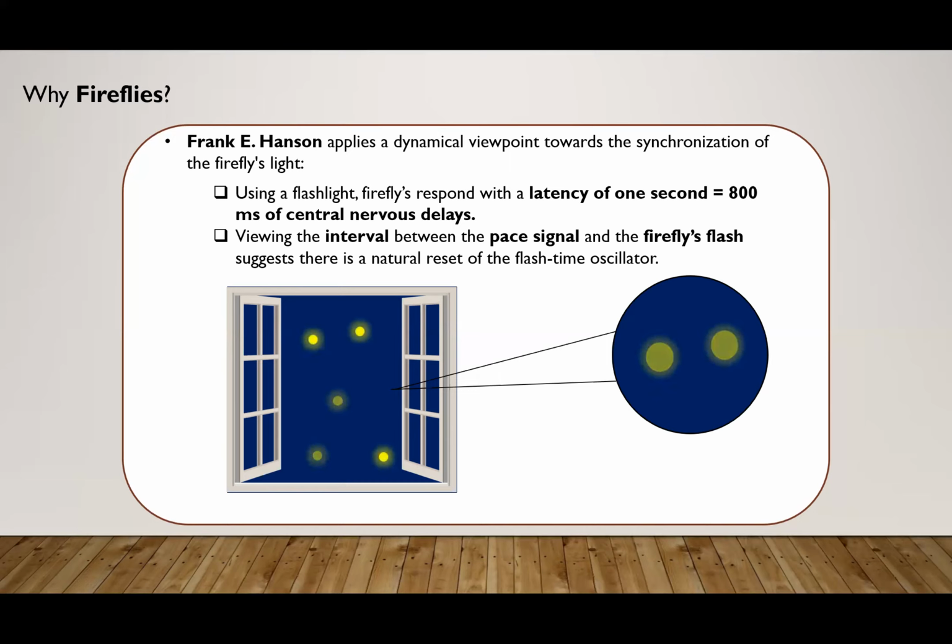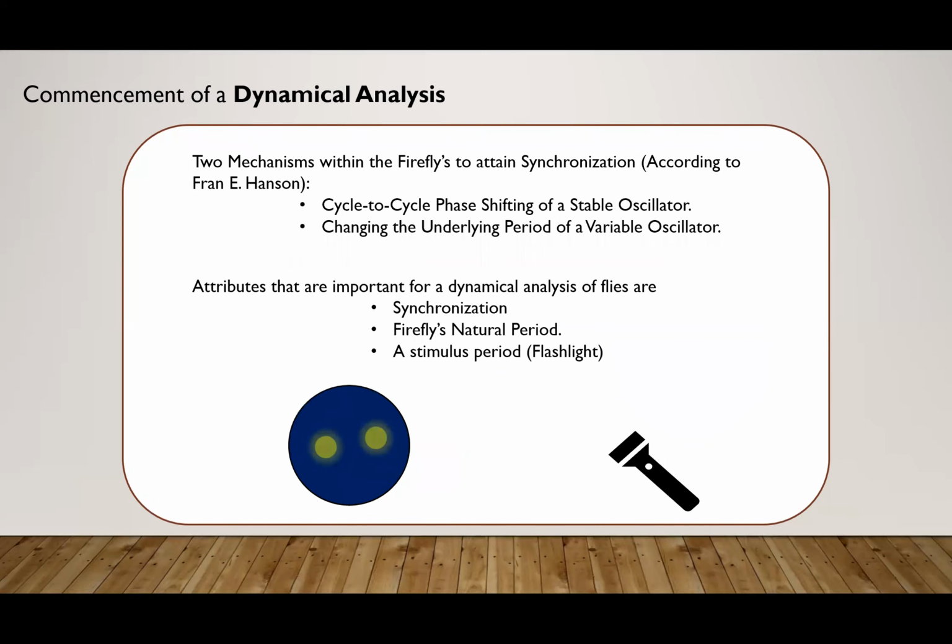Looking more into this study, the interval between the stimulus's light and the firefly's light of the next cycle approximates the firefly's normal free run period, which suggests that the stimulus resets the flash timing oscillator in the firefly's brain, thus providing a mechanism for synchronization. With the information that was previously stated, two mechanisms were concluded from the phase differences between the two systems: cycle-to-cycle phase shifting of a stable oscillator and changing the underlying period of a variable oscillator.